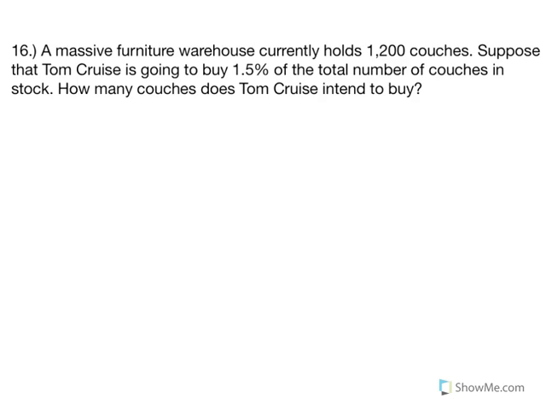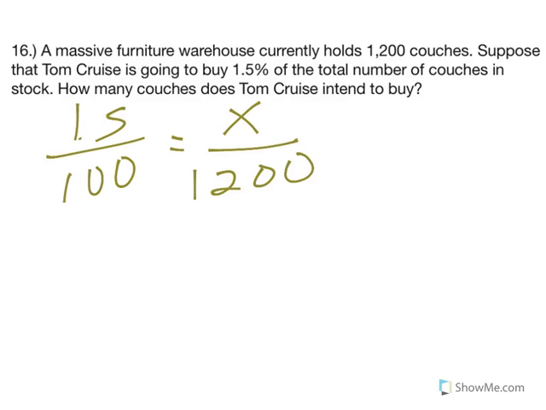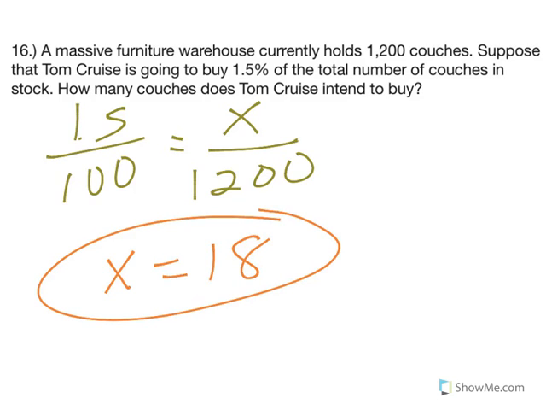Okay, 16. A massive furniture warehouse currently holds 1,200 couches. Suppose that Tom Cruise is going to buy 1.5% of these couches. How many will he buy? So we know he's buying part of the couches, and that's what we're trying to find. So percent over 100, what part is he buying over the 1,200 total? Cross multiply. Tom Cruise is going to buy 18 couches. And why anybody would need 18 couches is beyond me.